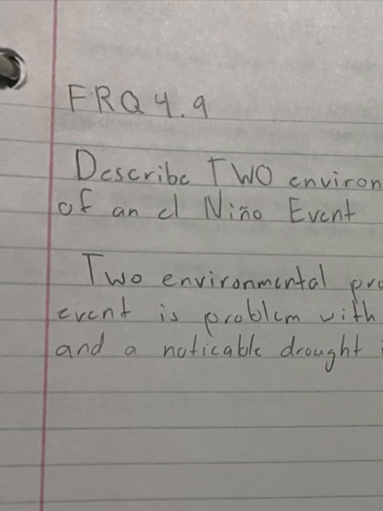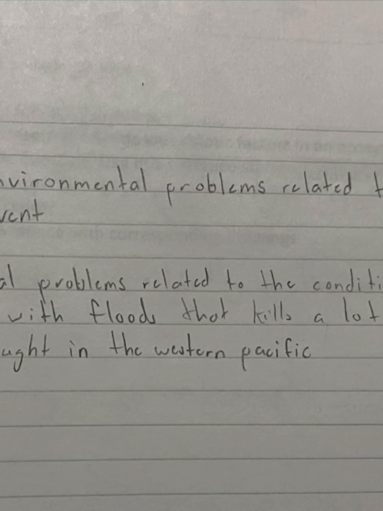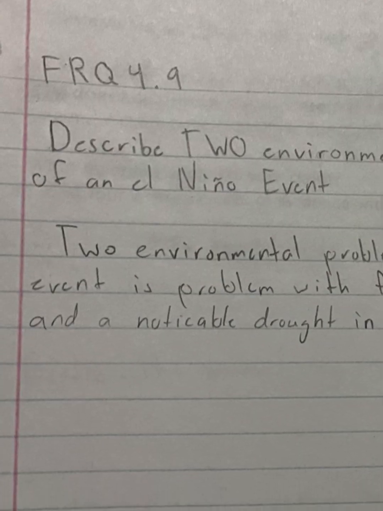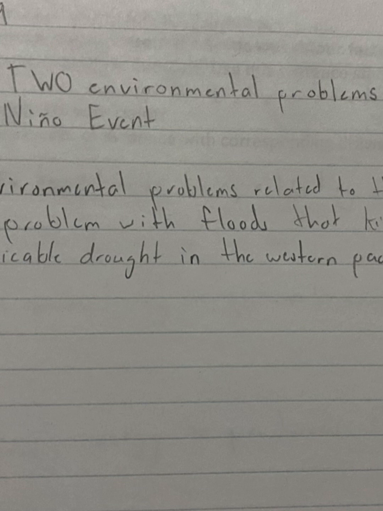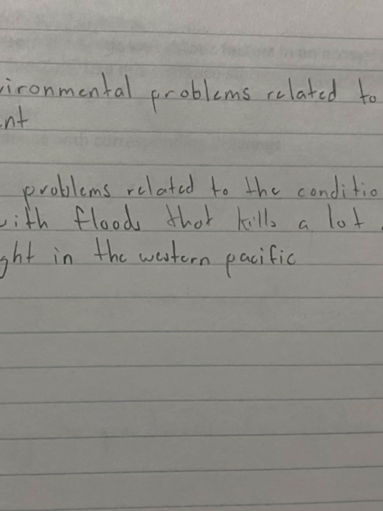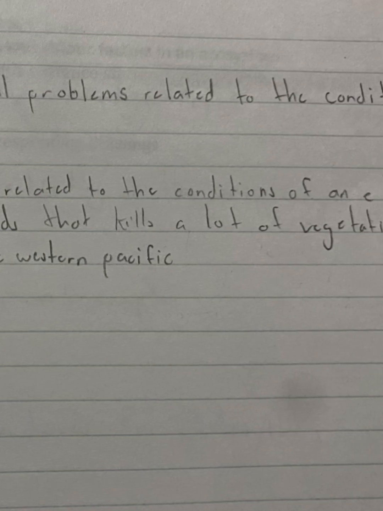4.9 FRQ. Describe 2 environmental problems related to the conditions of an El Niño event. Two environmental problems related to the conditions of an El Niño event are floods that kill a lot of the vegetation, and a noticeable drought in the Western Pacific.